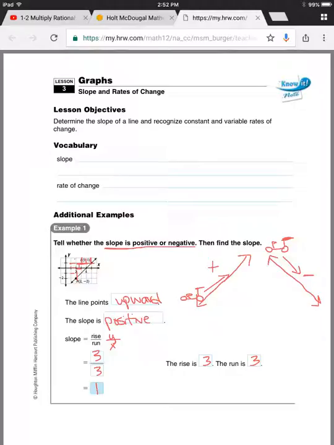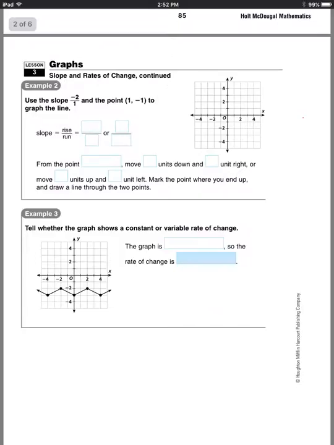So, is this line pointing upward? It's positive. If the line's pointing downward, it's negative. You draw your triangle and you see how many little squares it took you to get from the bottom to the top of your triangle, and that is your top number, and then how many little squares it took to get from the left to the right part of your triangle, and that is your run or your bottom number, and then you simplify if you can.